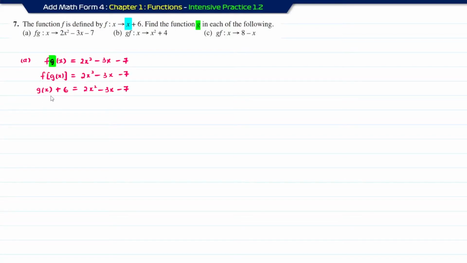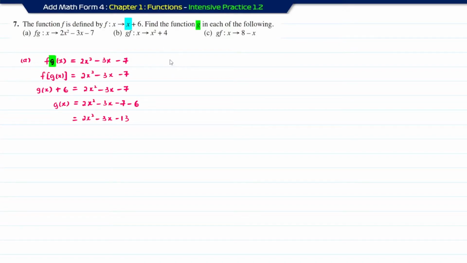To find g, we move this plus 6 to the other side. So 2x squared minus 3x minus 7 minus 6. Solving for the like terms, negative 7 minus 6 is minus 13. So that is the function g in case A.